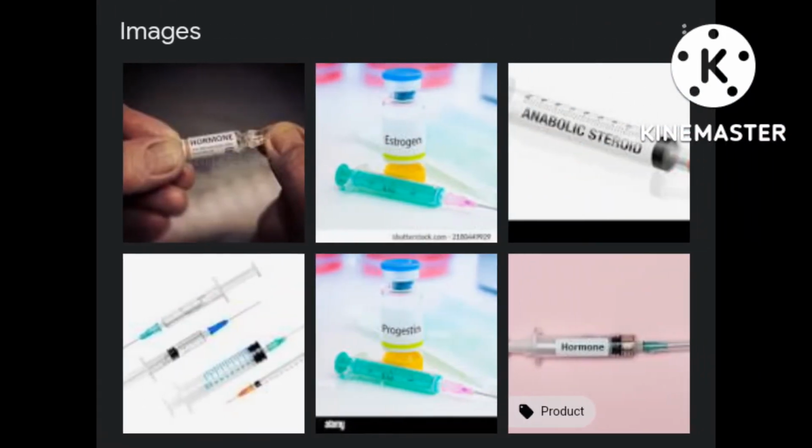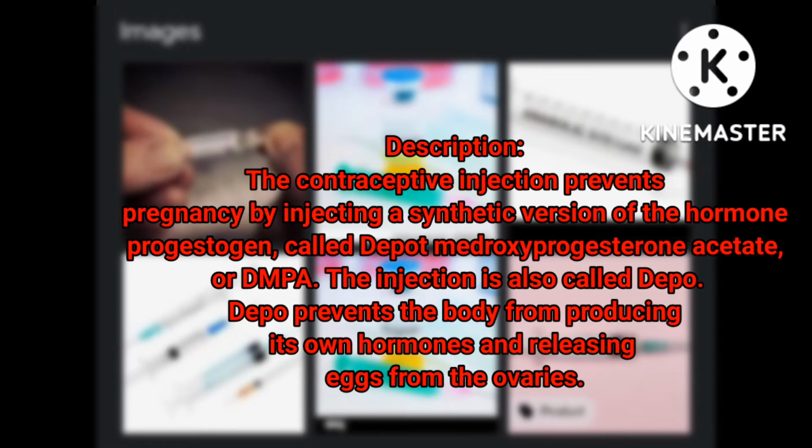So the next is hormonal injections. Hormonal injection: the contraceptive injection prevents pregnancy by injecting a synthetic version of the hormone progestogen called depot-medroxyprogesterone acetate, or DMPA. The injection is also called depo. Depo prevents the body from producing its own hormones and releasing eggs from the ovaries.